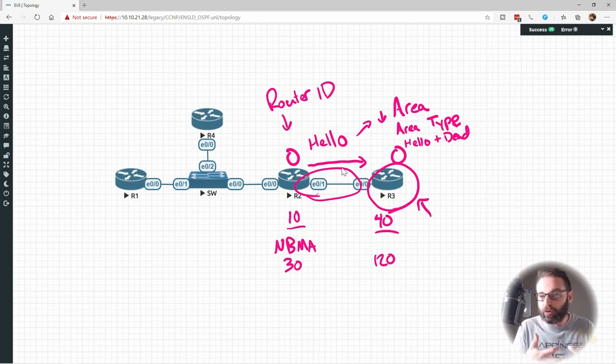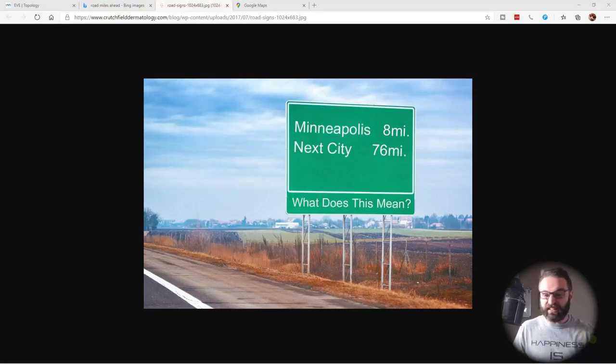To really understand why it's important that all of the router IDs be uniquely identified, you really dig into what is the difference between distance vector and link state protocols in the first place. A distance vector protocol is not unlike this sign right here. All we know is that the next city is 76 miles ahead. We don't know much about that path.